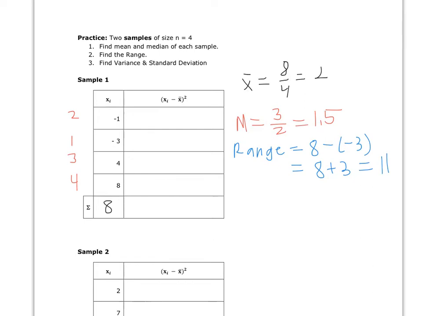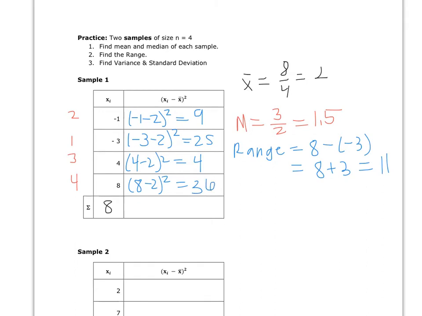Now let's look at variance. So to start off, we're going to find the deviations and then square them. So -1 minus our mean of 2, that's going to be a -3 squared, so we get 9. -3 minus 2 will be -5. Squaring that, you get 25. 4 minus 2 squared, we're going to get 2 squared or 4. And then finally 8 minus 2 squared, we get 6 squared or 36. Okay, so adding those up, we get 73 for the sum of those squared deviations.